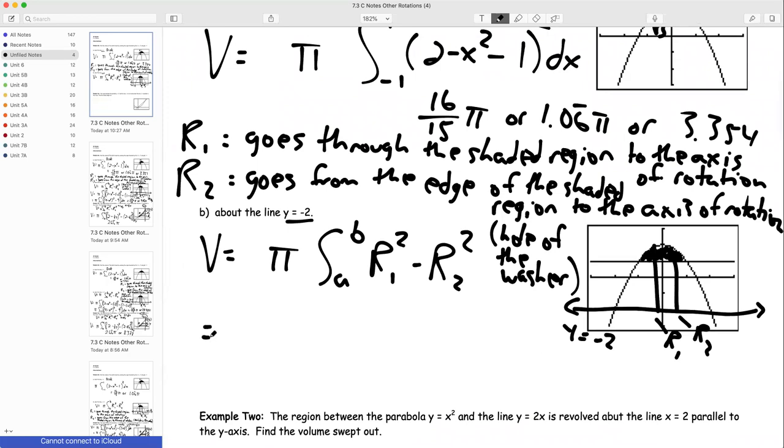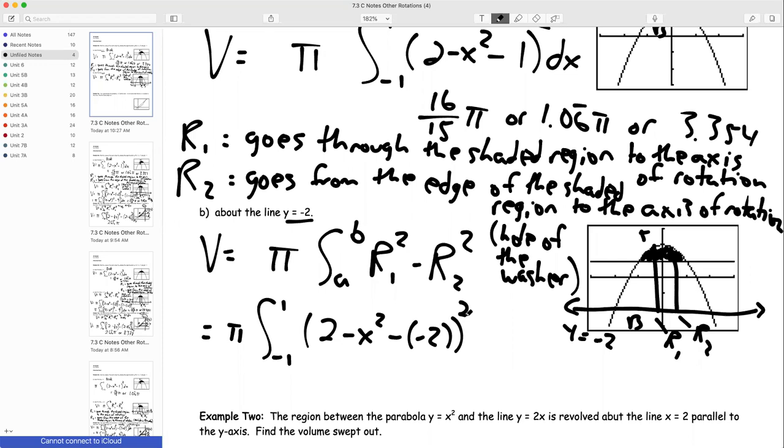So I have pi integral. The bounds have not changed. It's still -1 to 1. I'm going to label top, bottom. So let's do R1. It's the top curve, which is the inverted parabola. So 2 minus x squared. I'll get there. I'm not done yet. Minus the bottom. And the bottom is the axis of rotation. So it's minus a -2. And then that's squared. So that gives me R1. And I'll simplify it in a second.